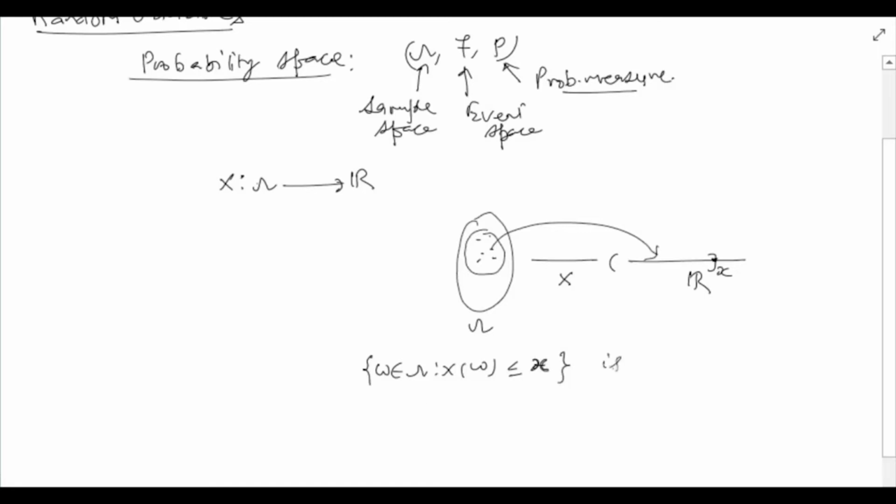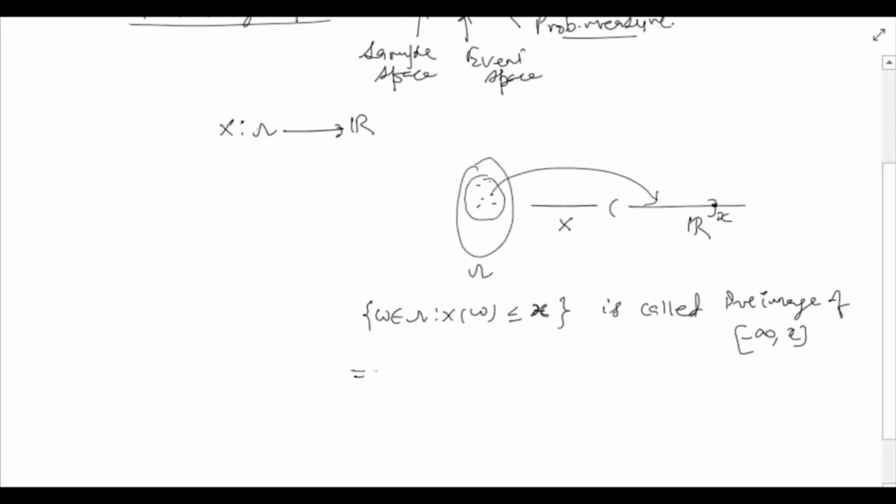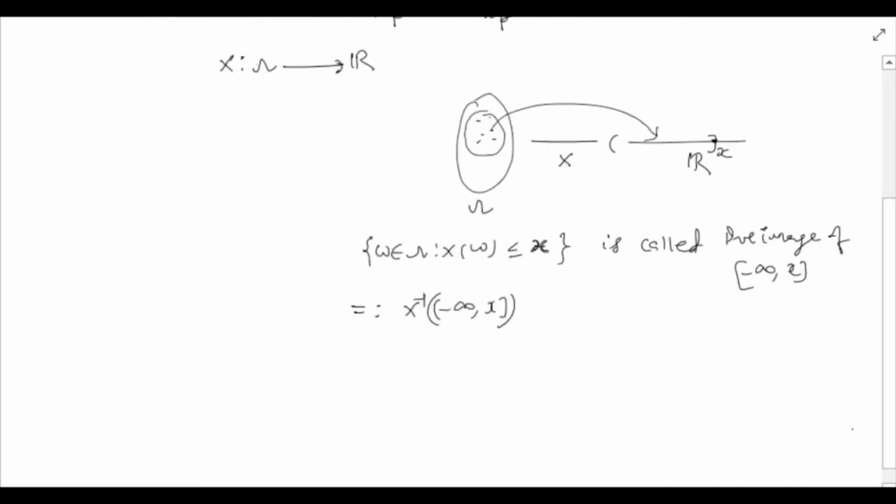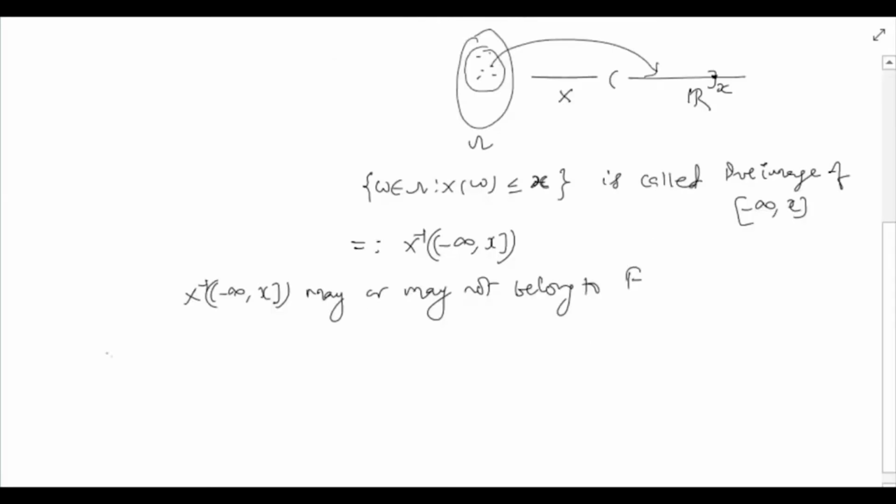This is called the pre-image of minus infinity to x. It is denoted by X inverse of minus infinity to x. Now this pre-image may or may not be an element of F, that is, the event space. X inverse of minus infinity to x may or may not belong to F. Let us understand it with an example.